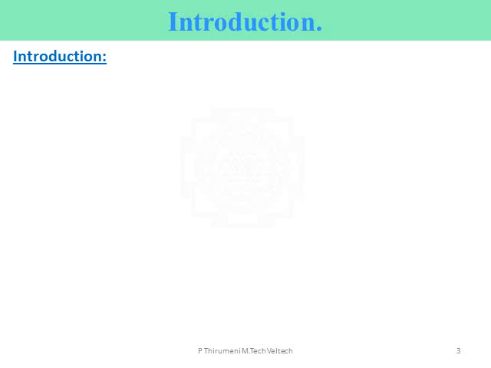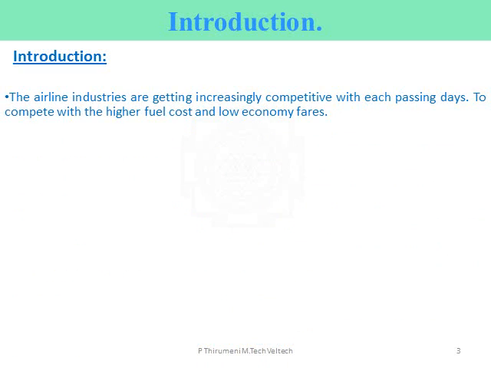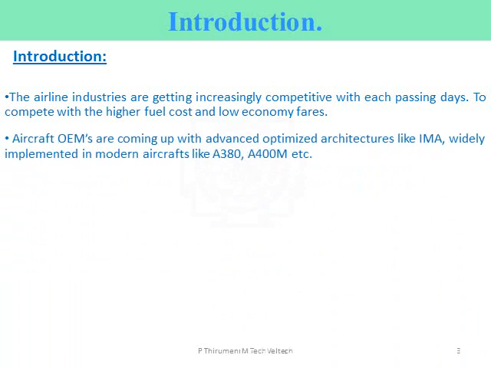Let me give some more introduction about my project. Since the airline industry is rapidly developing and the fuel cost is also increasing, economy aircraft are coming out. We need to reduce the cost. So aircraft OEMs are coming up with advanced optimized architectures. That's called IMA, that is integrated modular avionics architecture. This kind of architecture is mainly implemented in modern aircraft like the A380, the largest aircraft, A400M, etc.